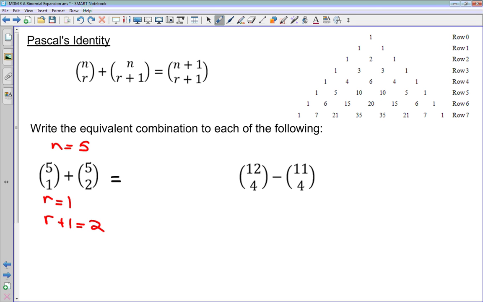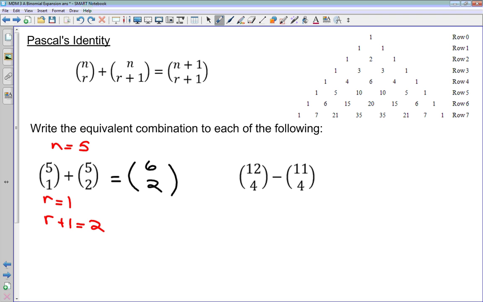So what is this whole thing equal to? Well, this is the left-hand side of the identity. The right-hand side is n plus 1 choose r plus 1. So we need a combination over here. What goes at the top? Our first number is n plus 1. If n is 5, we put a 6 in there. And we want r plus 1 at the bottom, which is 2. So 6 choose 2.